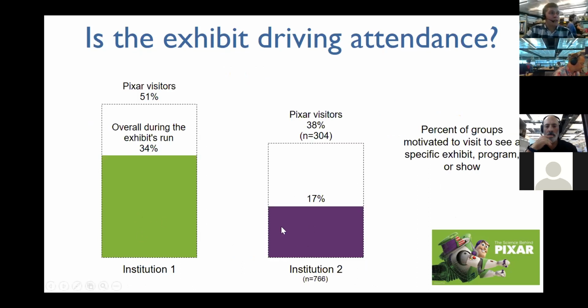Duplicating that middle bar here, while Pixar was at institution 2, 17% of visitors said they were motivated to see a specific exhibit, program, or show. But among Pixar visitors only, more than twice that many said they were motivated to see a specific exhibit, program, or show. So this suggests to us that yes, Pixar was motivating visitors to attend. Obviously not 100% of visitors, and not every single visitor who went to Pixar was motivated to see a specific exhibit, program, or show, but in comparison to the general audience that was there at the time, the percentages are higher.